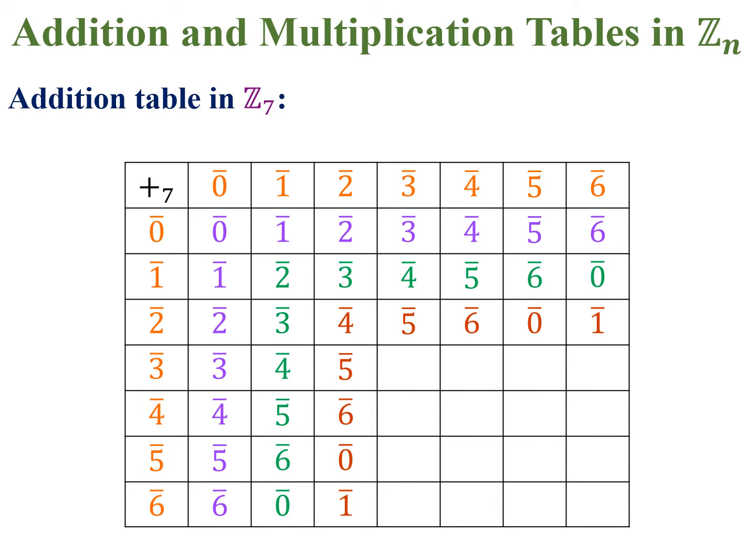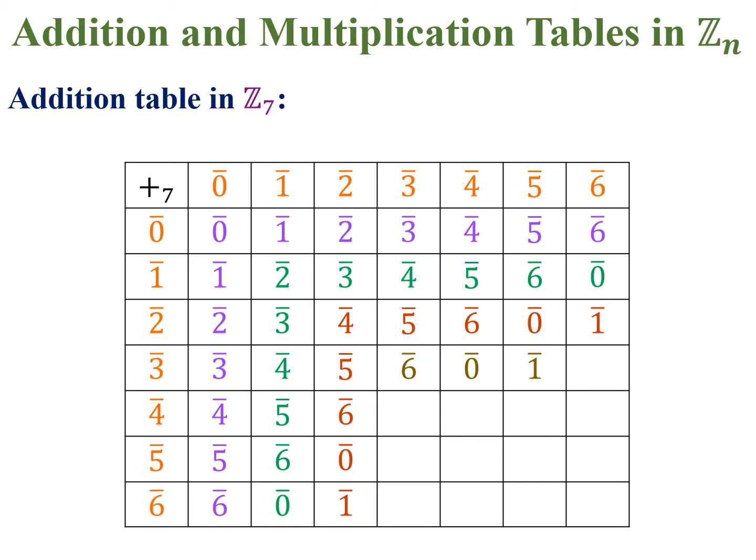Now you have to find the value in this cell. It can be obtained by adding class of 3 with class of 3. 3 plus 3 is 6. So here will be class of 6. 3 plus 4 is 7, which is not present in Z7. So you have to divide it by 7. We will get the remainder as 0. Again 3 plus 5 is 8. It is not present in Z7. Divided by 7, you will get remainder as 1. So it will be class of 1. 3 plus 6 is 9.